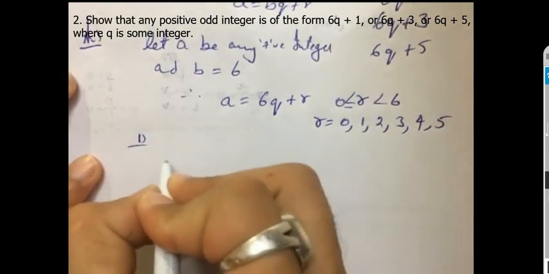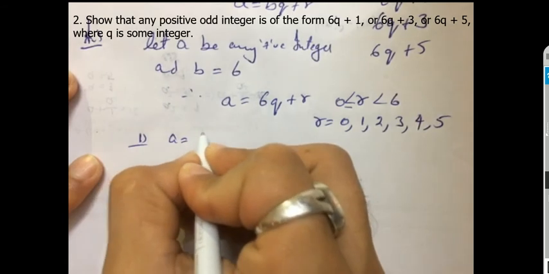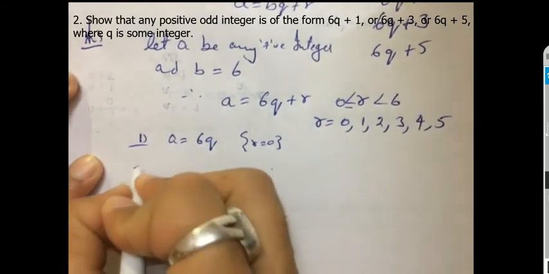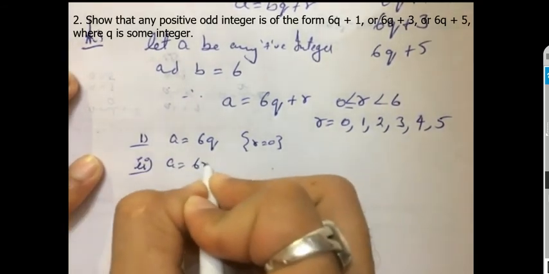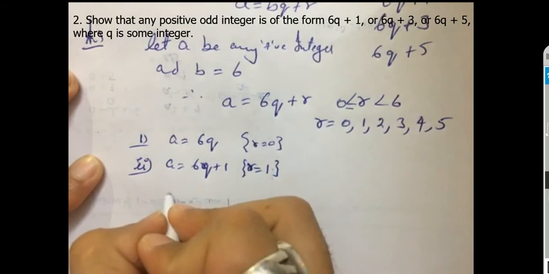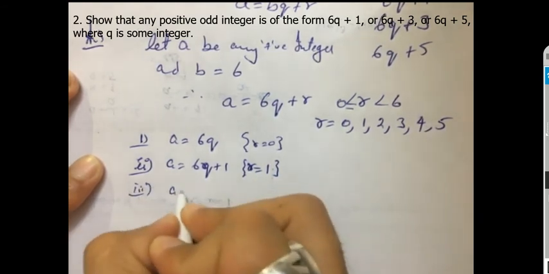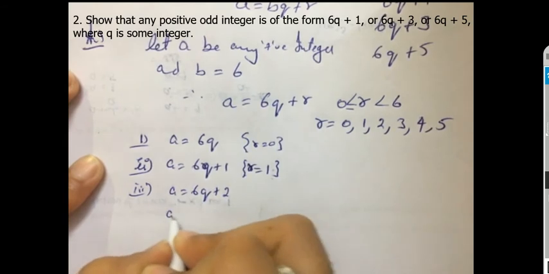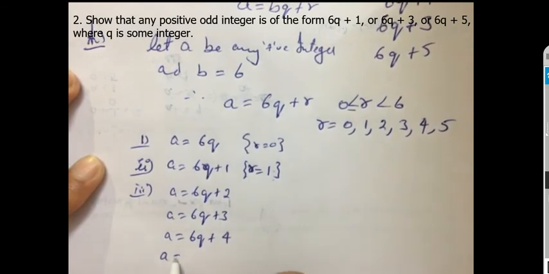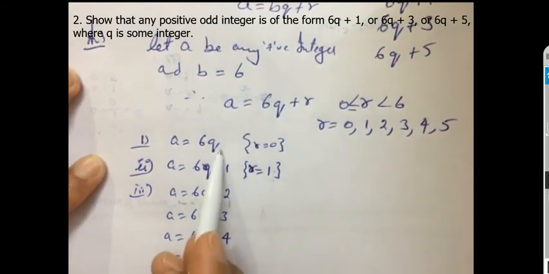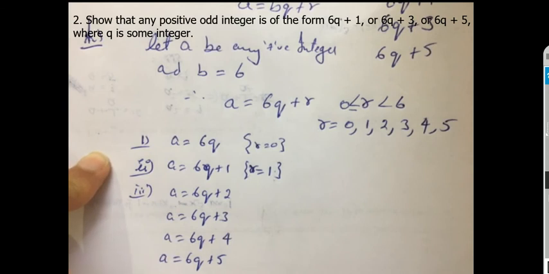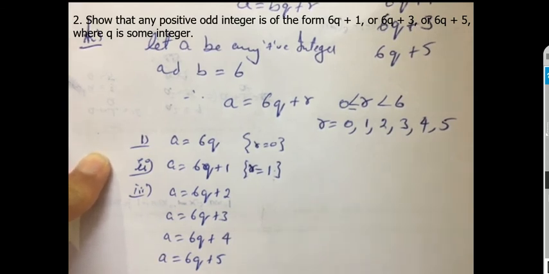Now we will try to satisfy these values in this equation. First one will be a equals to 6q when r equals to 0. Second, a equals to 6q plus 1 when r equals to 1. Similarly, third one, a equals to 6q plus 2 and a equals to 6q plus 3 and a equals to 6q plus 4 and last a equals to 6q plus 5. Over here r is 0, 1, 2, 3, 4 and 5. Now we have to show that any positive odd integer is in the form of this.